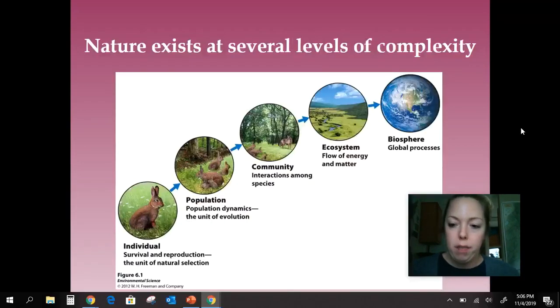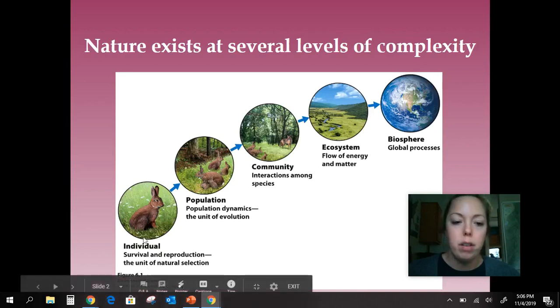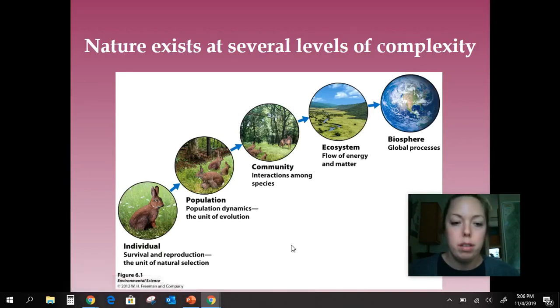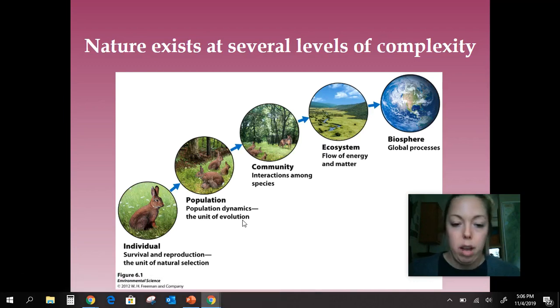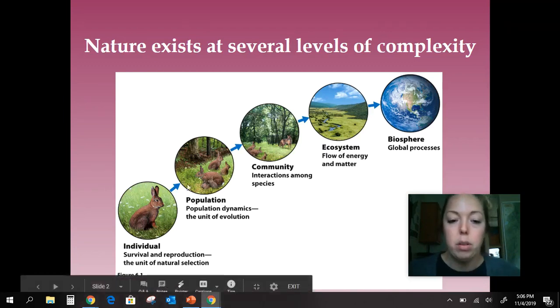So this is a graphic, and it's showing that nature exists at several different levels of complexity. If you look down here at the bottom where it says individual, this is the simplest level, the single organism. Natural selection operates at this level because it's the individual that must survive and reproduce to pass on the genes. The second level of complexity is population. A population is made up of all individuals that belong to the same species and that live in a given area at a particular time. So evolution will also happen here at the population level.